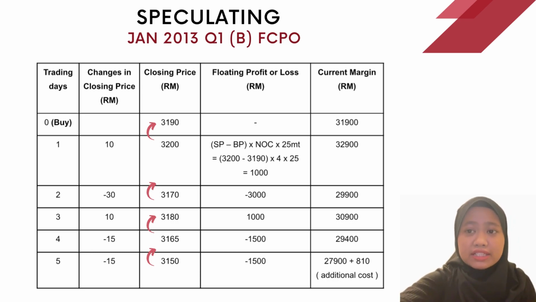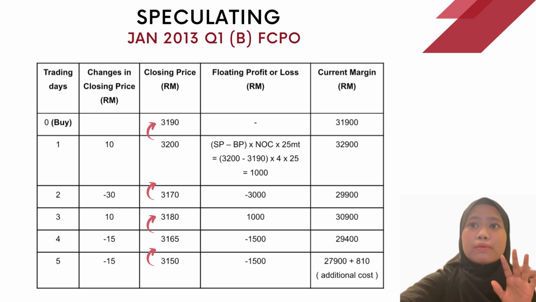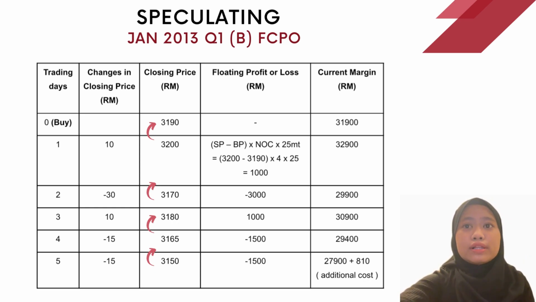Next, for the current margin, take it from the initial margin that we just calculated, which is 31,900, and then for the next day, 31,900 plus the amount in floating profit or loss. Then do the same thing with the other rows, just add the next day's open profit or loss, which in this case is 27,900, which is less than the maintenance margin, so it needs to be topped up to 38,700, so that's why we need to add 810.